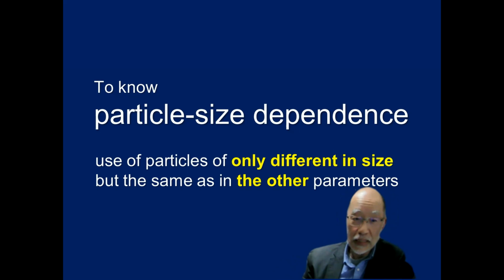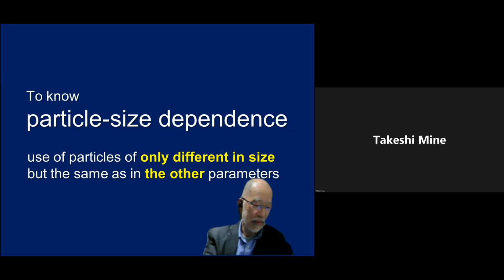And what are the other parameters? Can we know all the parameters? And can we analyze the known parameters? How many parameters should be considered? We don't know. So in the very strict scientific sense, it is rather difficult to know the true particle size dependence.